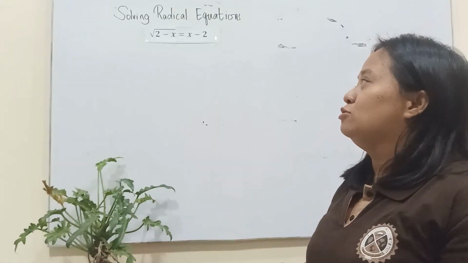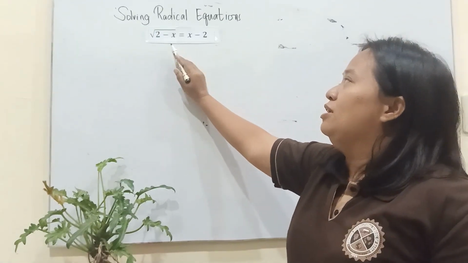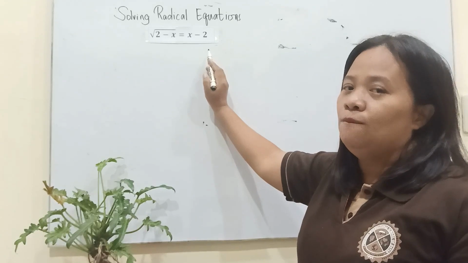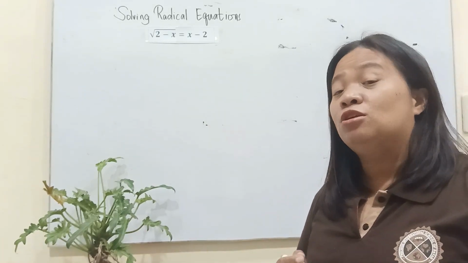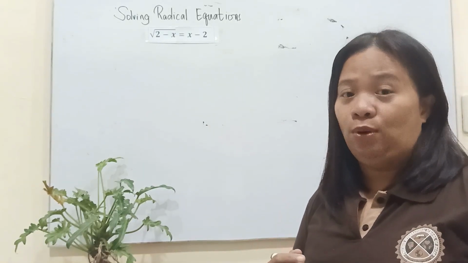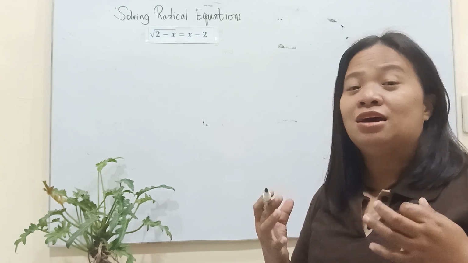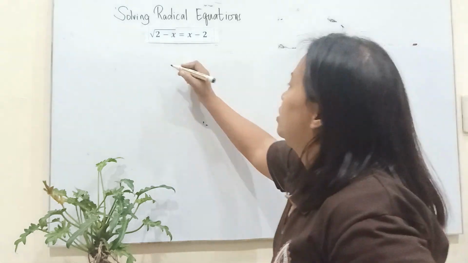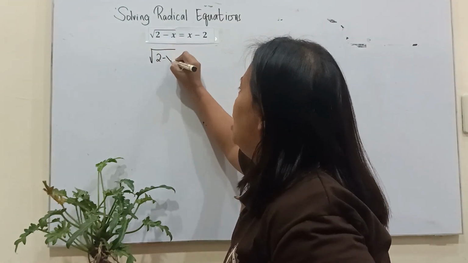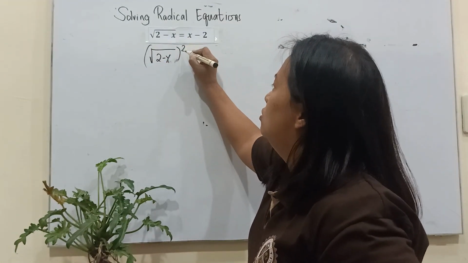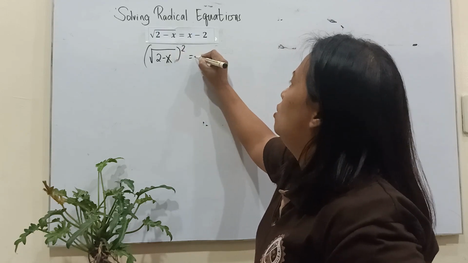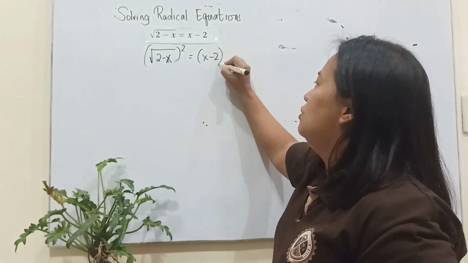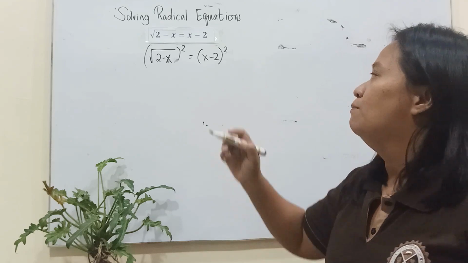This time, we are going to solve the square root of 2 minus x equals x minus 2. Since the radical is already isolated at the left side of the equation, we are going now to raise both sides to the power of 2. So, the square root of 2 minus x raised to the power of 2 equals x minus 2 raised to the power of 2.